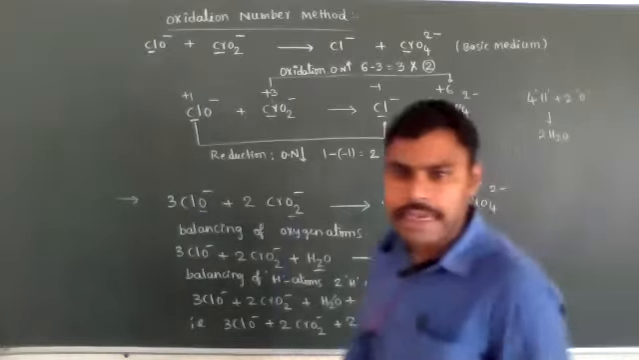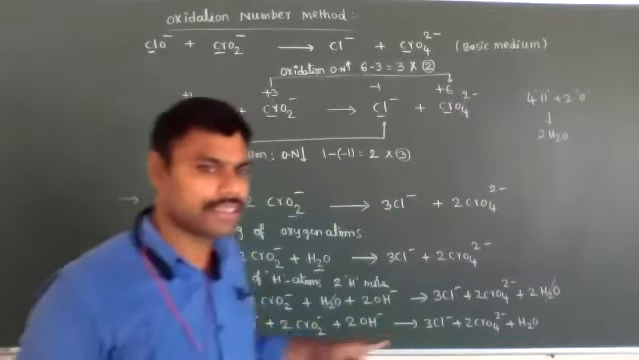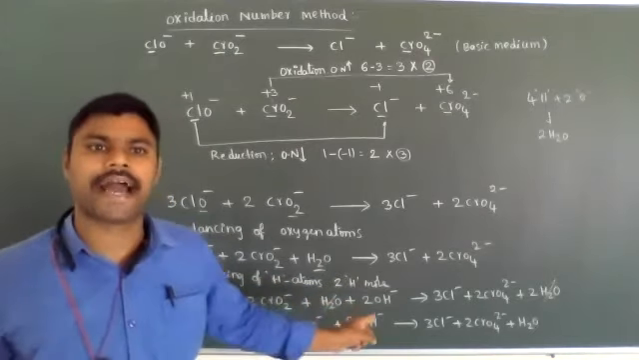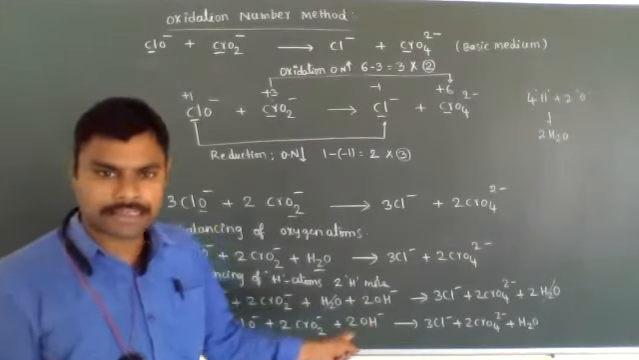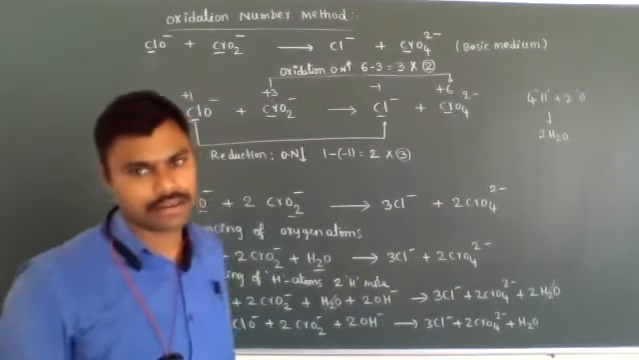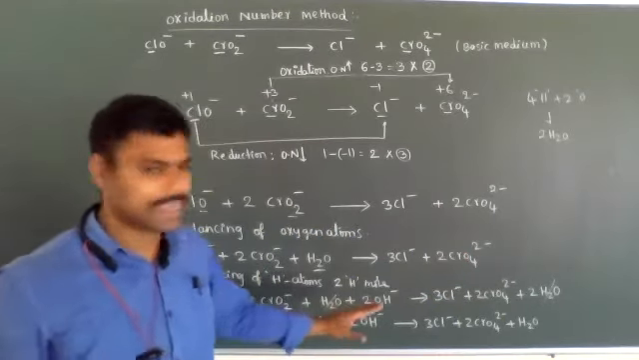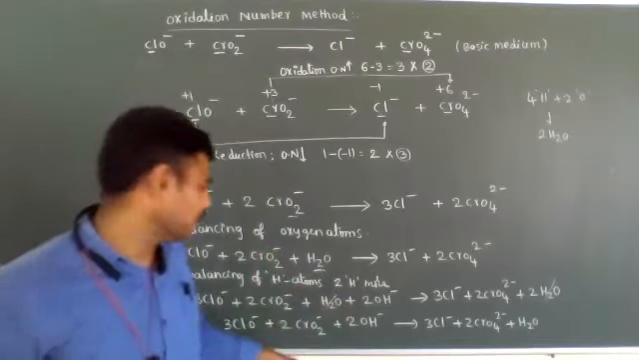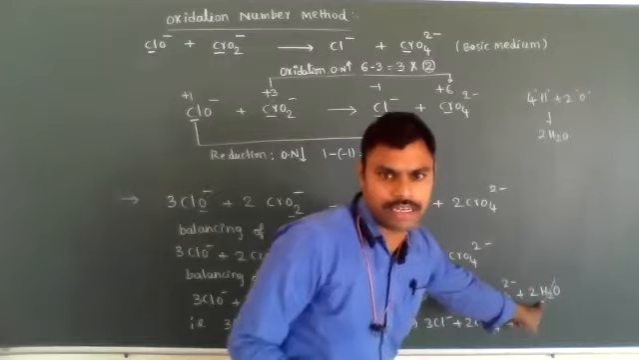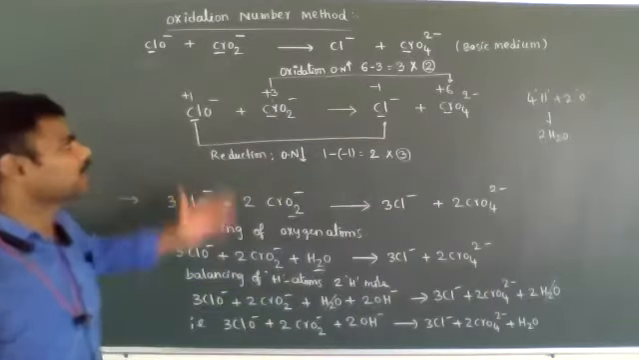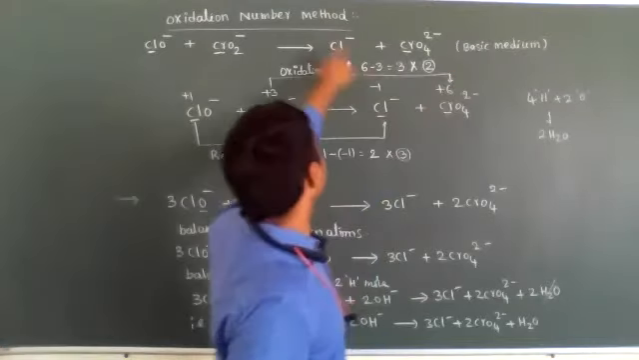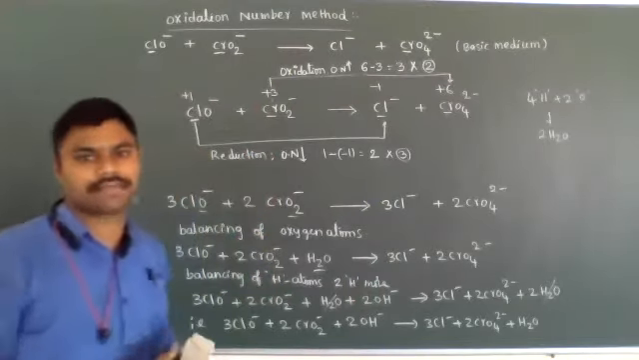So you have to keep only one small logic in your mind: on whichever side more hydrogen atoms are present, on that side you add that many OH minus ions and on the opposite side the same number of water molecules. Then automatically the equation becomes balanced. Already here one water molecule is there and here 2 water molecules, so one will cancel. Okay, like that we are balancing the equation in basic medium by using the oxidation number method.